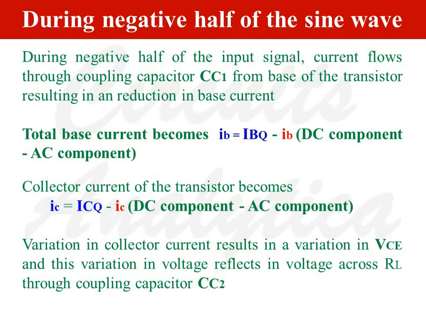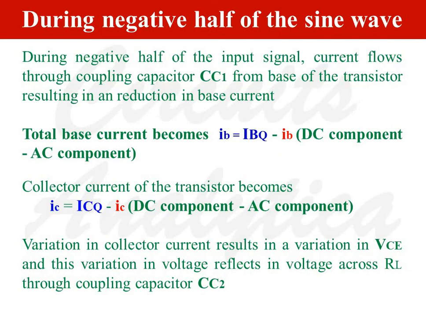During negative half of the sine wave, current flows through the coupling capacitance CC1 from base of the transistor to the input signal, resulting in a reduction in the base current. Total base current becomes IB is equal to IBQ minus ib, where IBQ is the DC component and ib is the AC component. This reduction in base current ultimately reflects in collector current also. Collector current IC is equal to ICQ minus ic, where ICQ is the DC component and ic is the AC component.